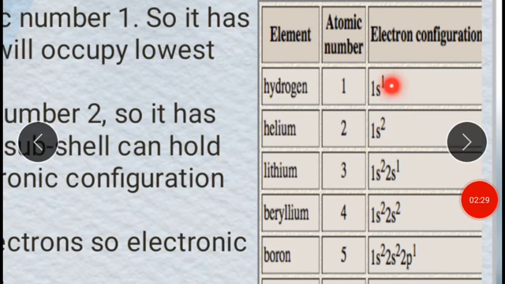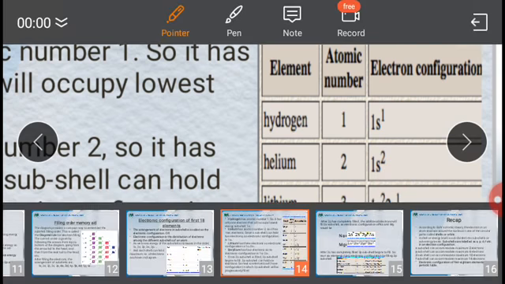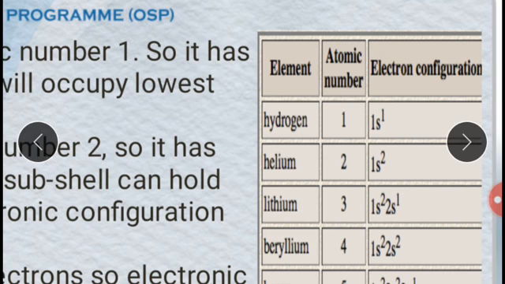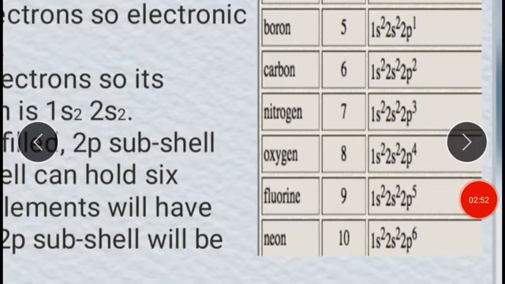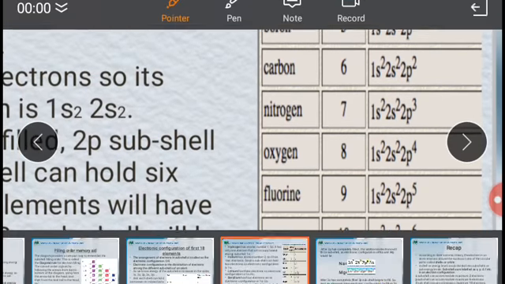As you see in this picture, hydrogen has atomic number 1, so its electronic configuration is 1s1. Helium has atomic number 2, so its electronic configuration is 1s2. Lithium has atomic number 3, so its electronic configuration is 1s2, 2s1. The 2p subshell begins to fill from boron to neon.